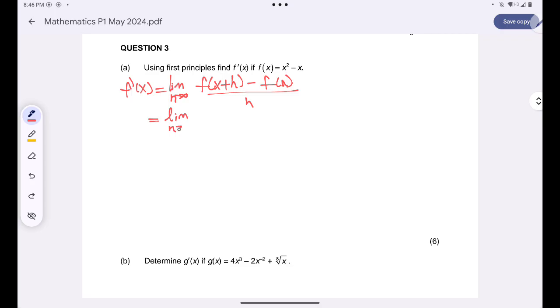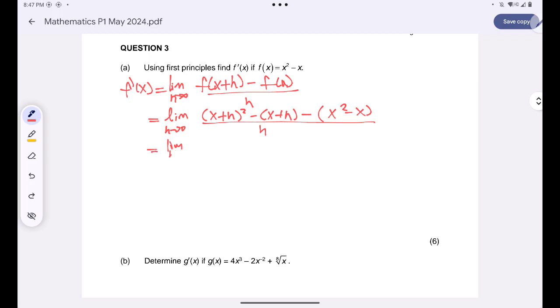I have limit as h approaches 0. f of x plus h simply means whenever I see x in the equation of f of x, I need to substitute x plus h. So I'll simply have x plus h all squared minus x plus h, right? Now I'm subtracting f of x. Please don't forget to use the brackets, just to avoid making mistakes.